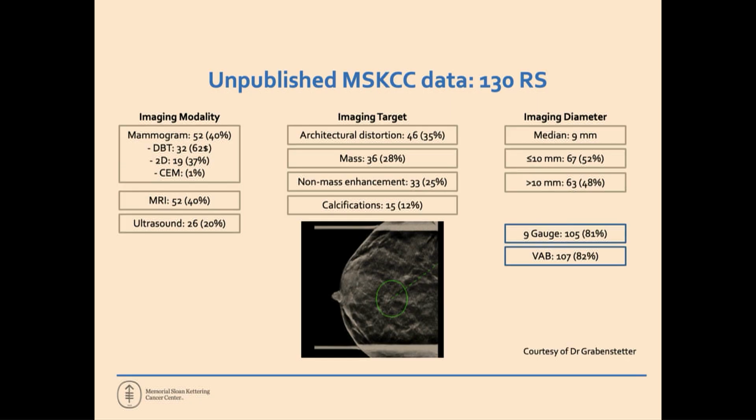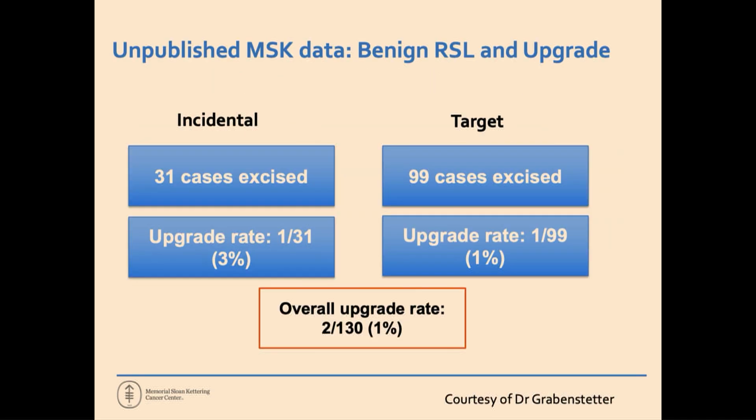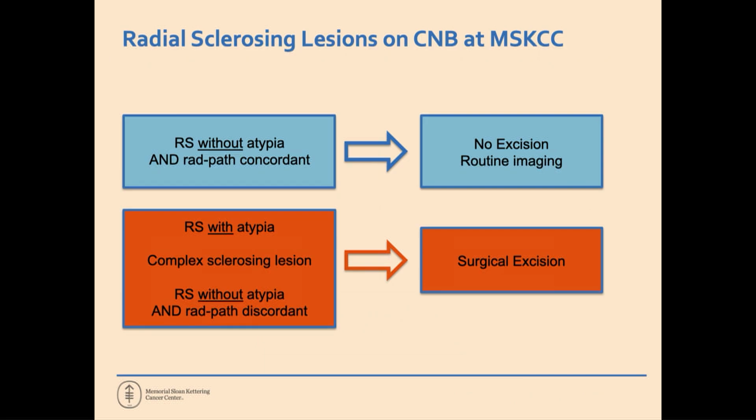Same thing, we looked at our data at our institution just to make sure that we found the same results: 130 radial scars, and the overall upgrade rate was only about 1%. So again, radial scar without atypia, if there's rad path concordance, no excision, routine imaging recommended. If there is radial scar with atypia, if you have a complex sclerosing lesion, so those larger ones with architectural disorganization, or of course, if there's any case of rad path discordance, we do recommend surgical excision.